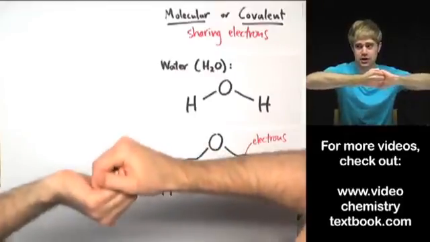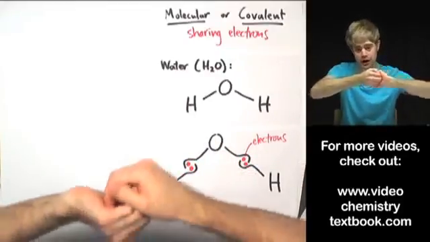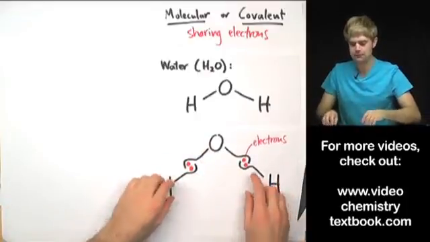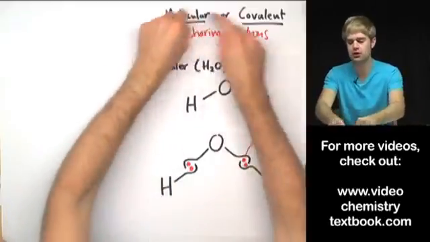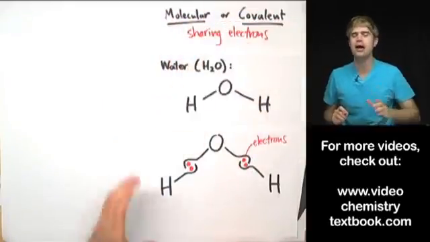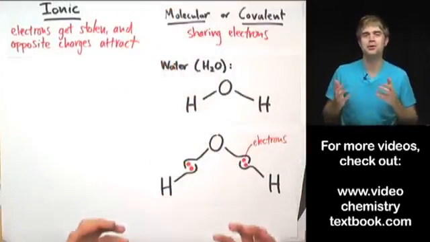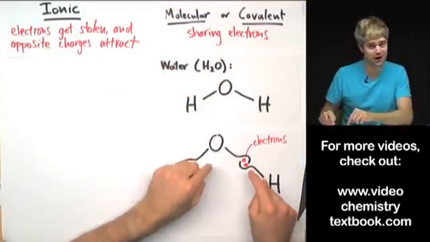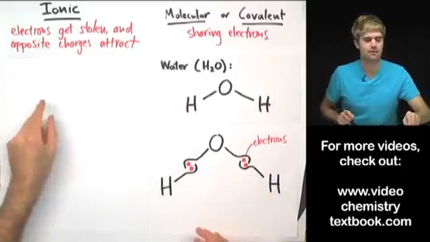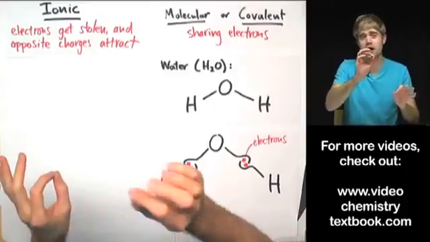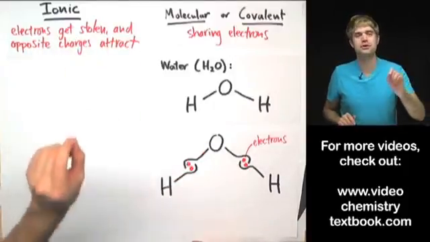So we've got oxygen and hydrogen connected together because they're holding on and sharing these electrons here. That's what makes the atoms connect and stick together in a molecular or covalent compound. Okay? Now, on the other hand, in ionic compounds, the atoms aren't being so nice to each other. They're not sharing. The atoms stick together in an ionic compound because one atom steals another atom's electrons, so electrons get stolen, and then opposite charges attract.